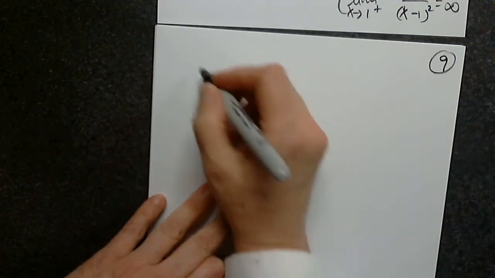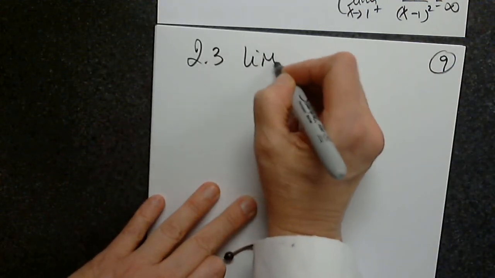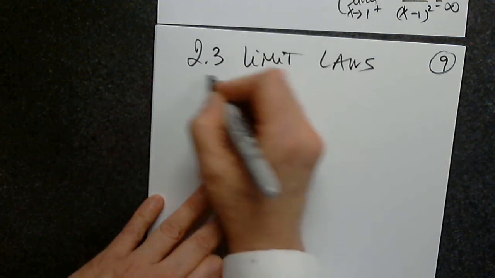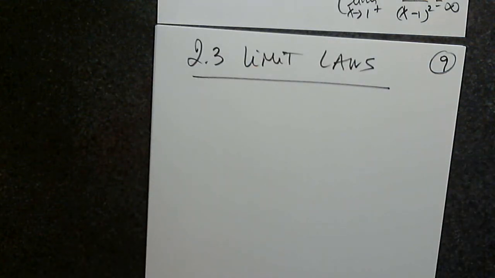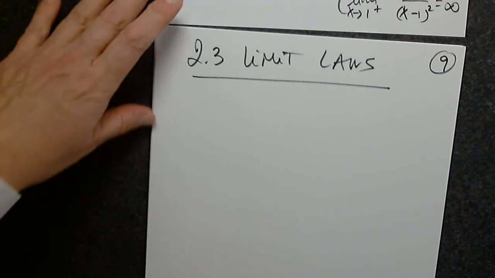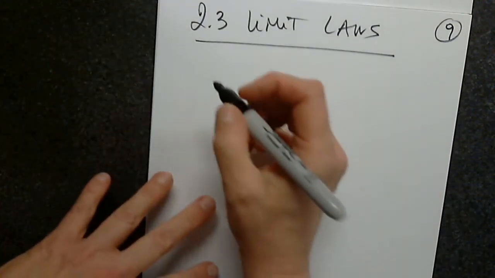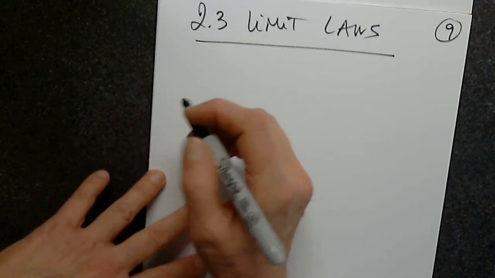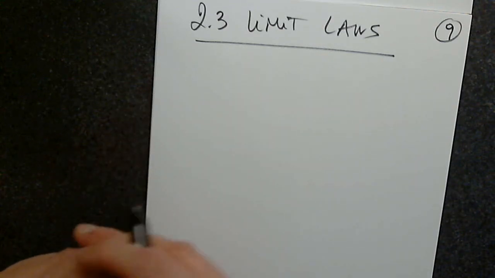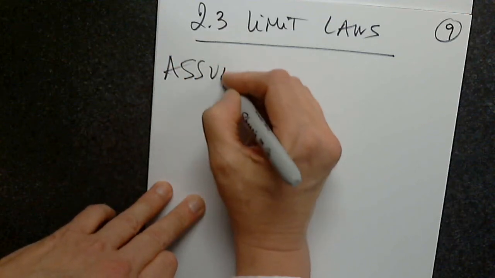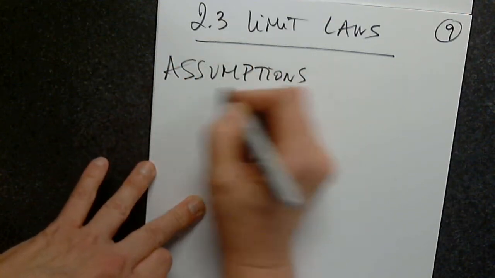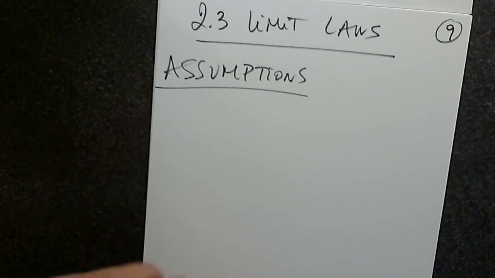Finally, we get to some limit laws. 2.3. Limit laws. Your book presents like 11 different limit laws. I truly believe that many of them should not even be considered limit laws, but that's okay. I'm going to say it's fine. So these are the preliminaries. First of all, the assumptions. Without these assumptions, we cannot apply the limit laws.